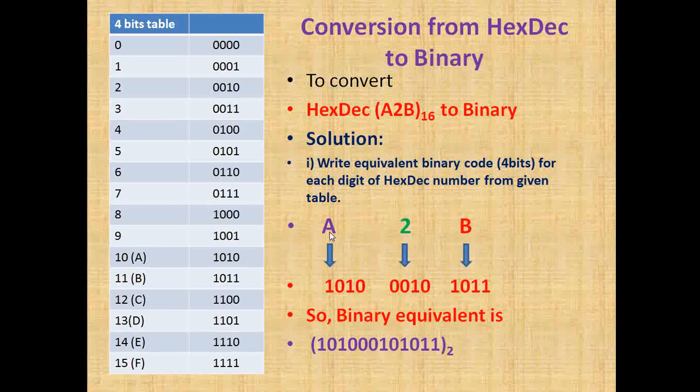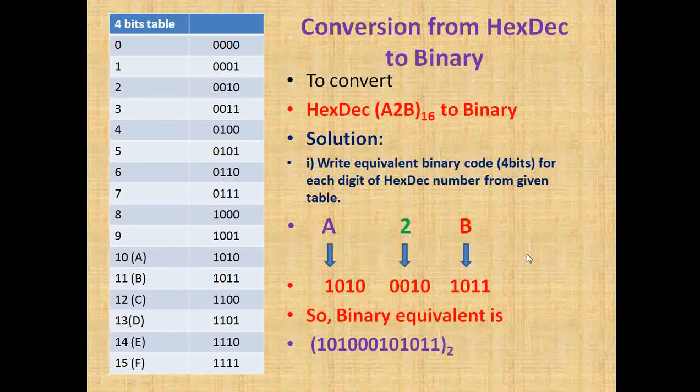So first digit is A, and for A we have 1010, so we will write 1010 for A. For 2 we will write 0010, and for B we will write 1011. Finally we will combine these groups and we get 1010, then 0010, and finally 1011 at the base of 2, right?